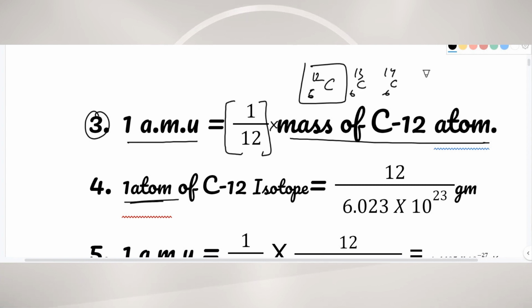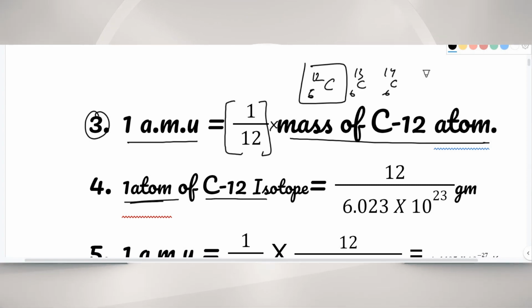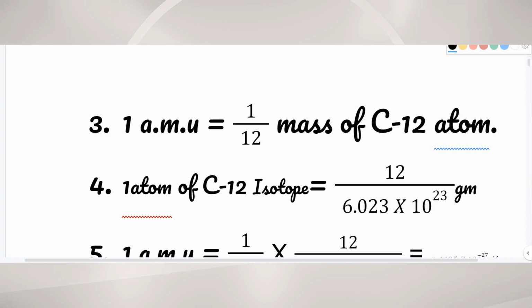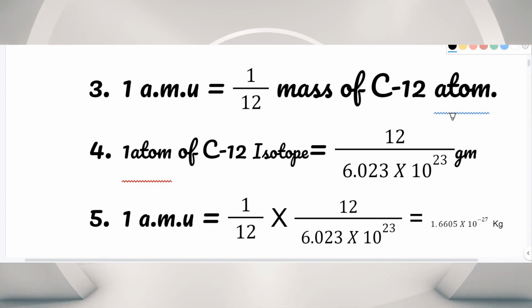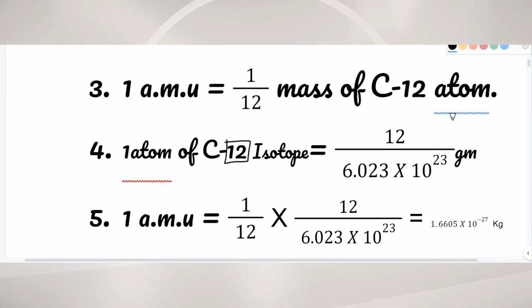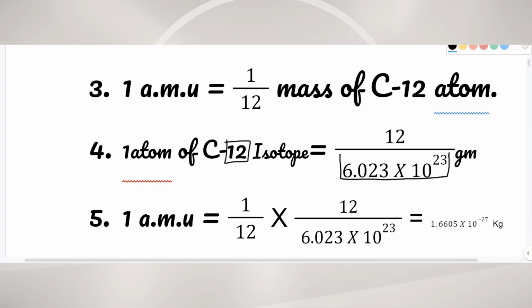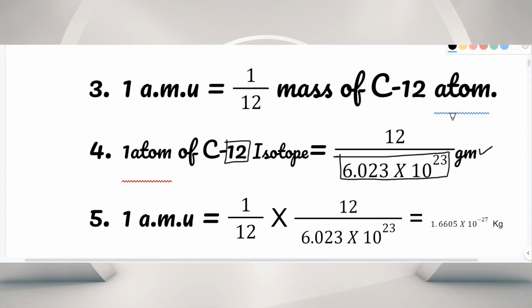What is the mass of 1 atom of carbon-12? The mass of 1 atom of carbon-12 is 12 divided by the Avogadro number, this ratio in terms of grams. Here most of the time we have confusion whether this mass came in terms of grams or AMU. Any 1 atom's mass is that isotope's mass number, 12, divided by the Avogadro number. When you do that, you get your answer in terms of grams.